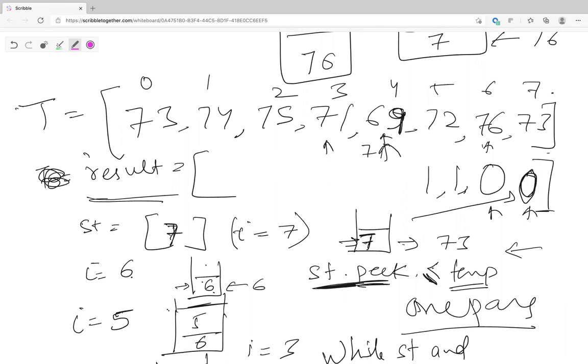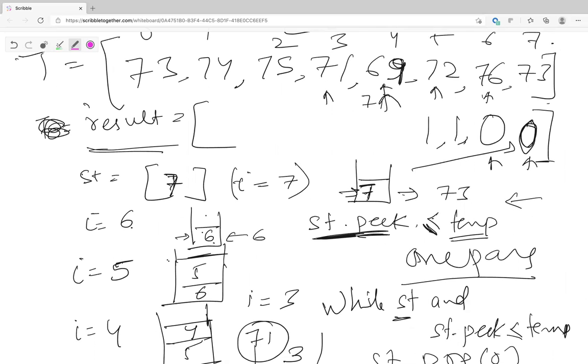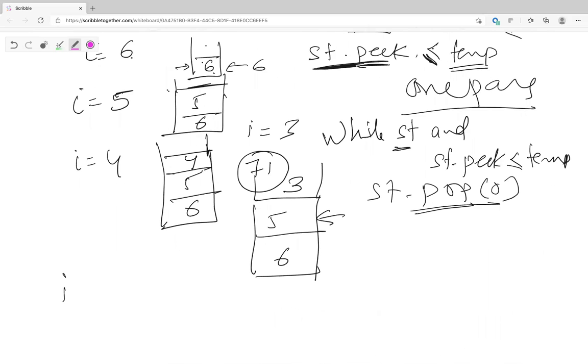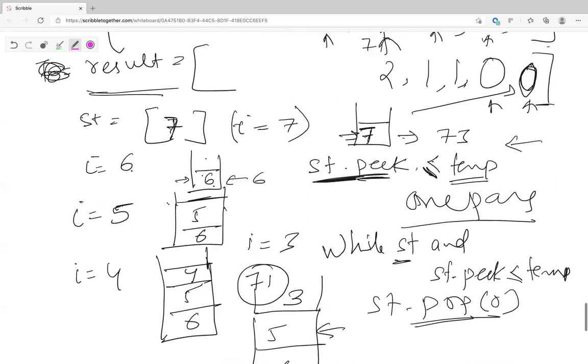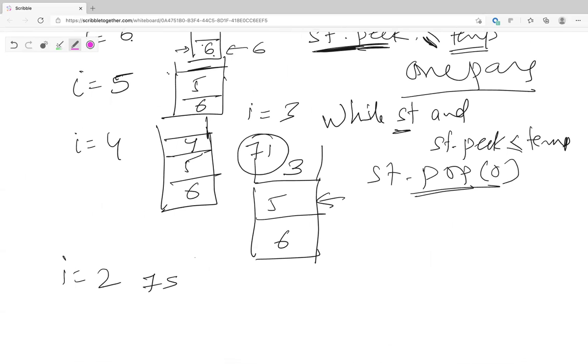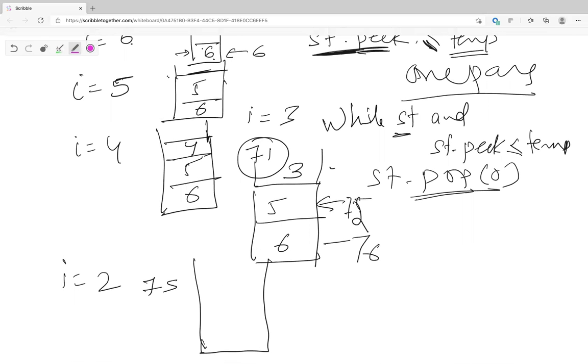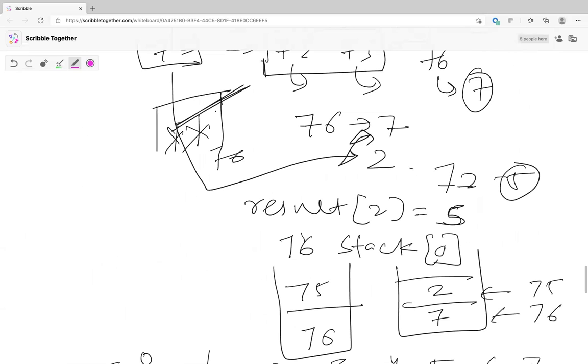So basically I am at 71. I popped out 69. I read 72. I got it as 5. It's 2. Okay, now I get i equal to 2, which is 75. This is my stack, obviously 6, this is 76, this is 72, this is 71.